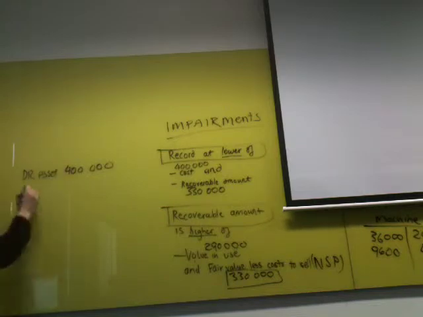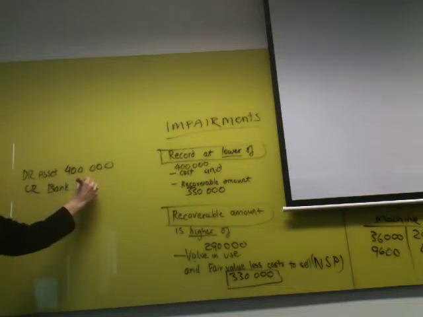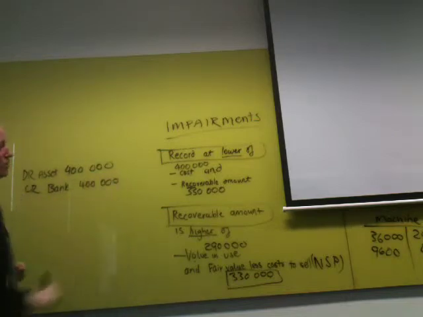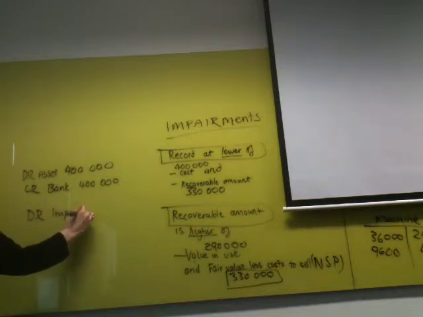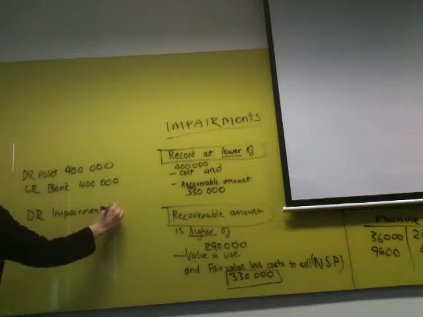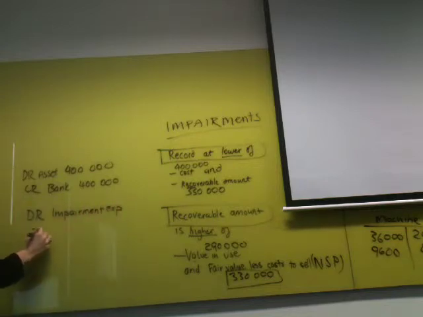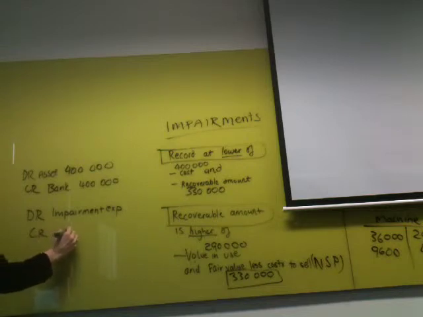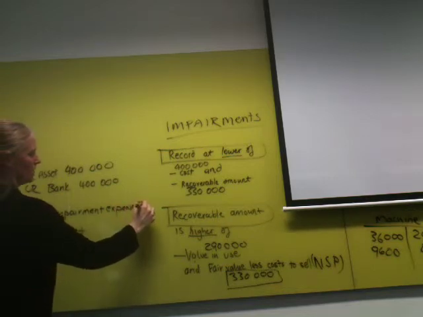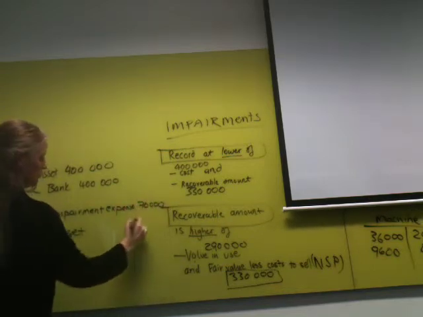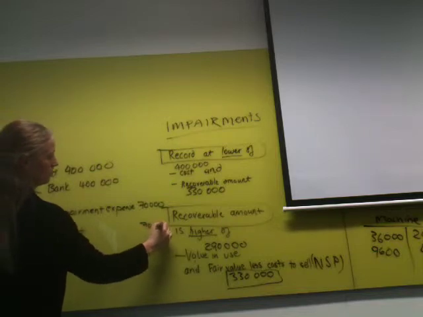Because when we bought it, we would have done something like this. So it's sitting at 400. So what do we need to do now? We simply debit impairment expense and credit the asset. And the amount will be? 70. 70,000.